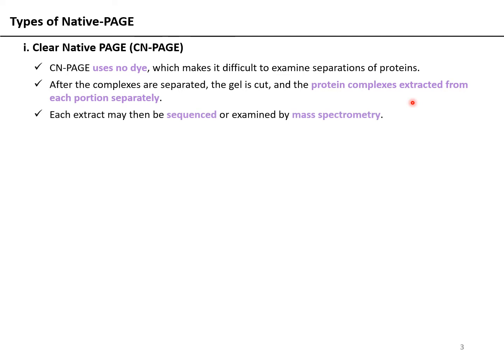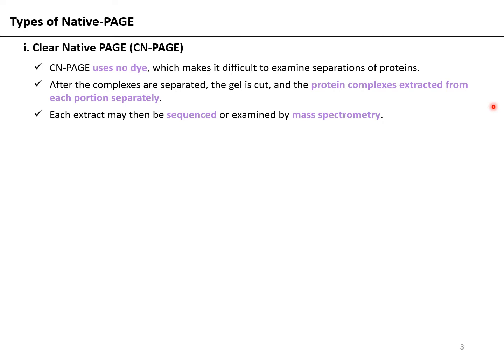Now, each extract may then be, for instance, sequenced, or it can be examined by mass spectrometry. So, for example, say you have a sample which is a mixture of multiple proteins, and you want to identify what proteins are present in that particular sample or what proteins form a complex. In that case, you would run a clear native PAGE.